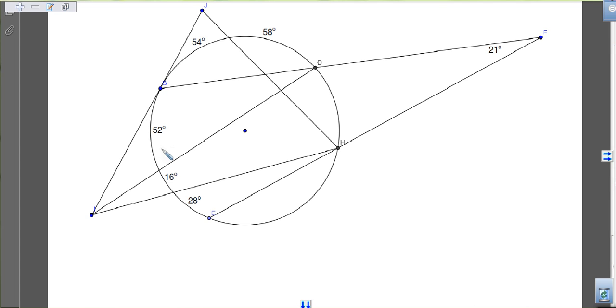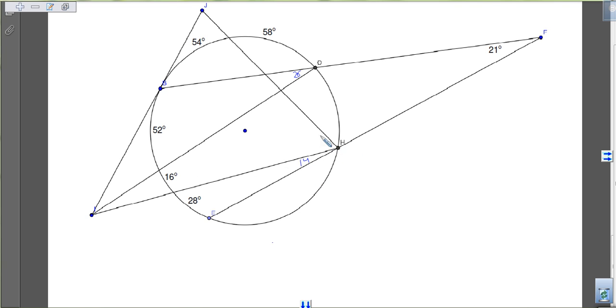If we look, we have very few inscribed angles. I've got this 52 degrees right here that is created by this inscribed angle. So I can go in and solve. Half of 52 is 26. I have this inscribed angle, 28, comes in to be 14. And then I have this larger inscribed angle.